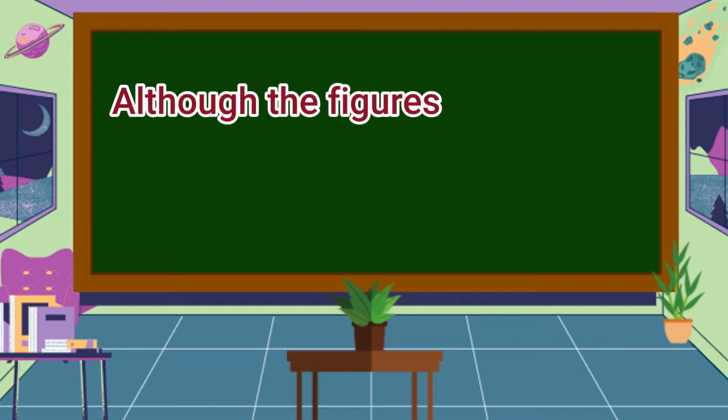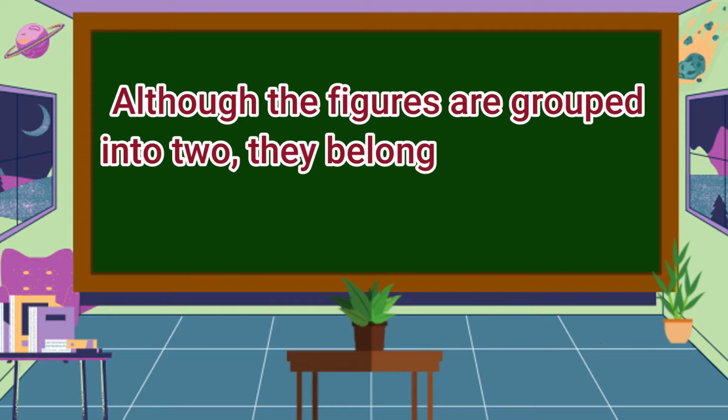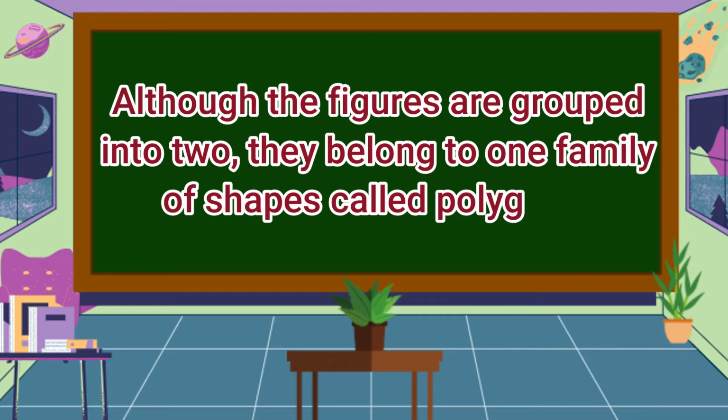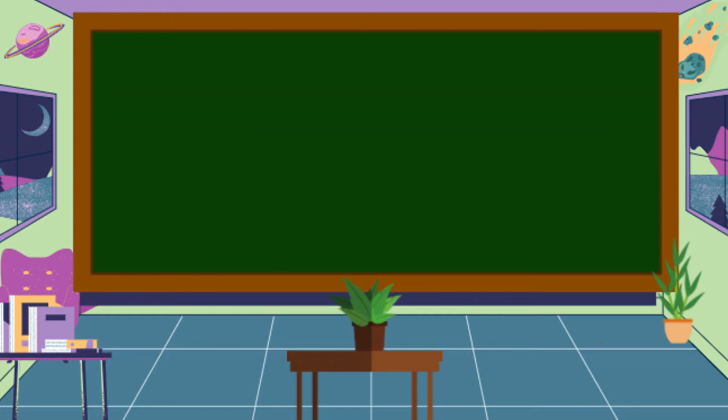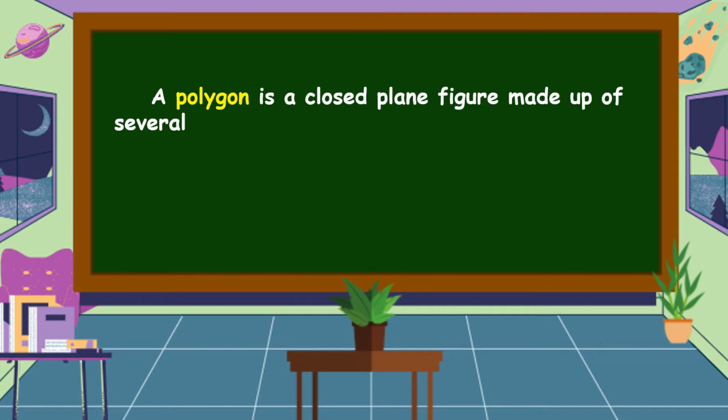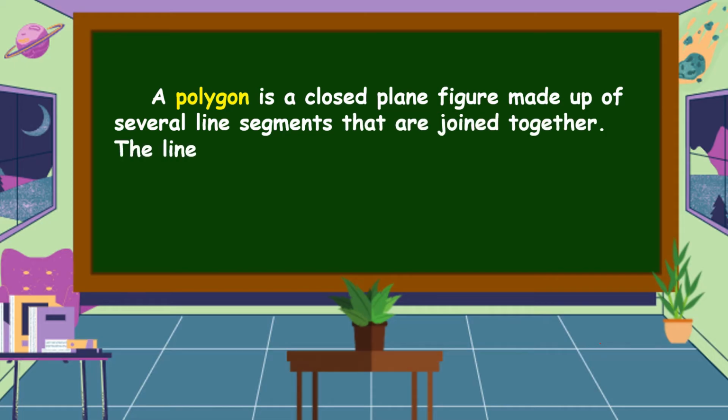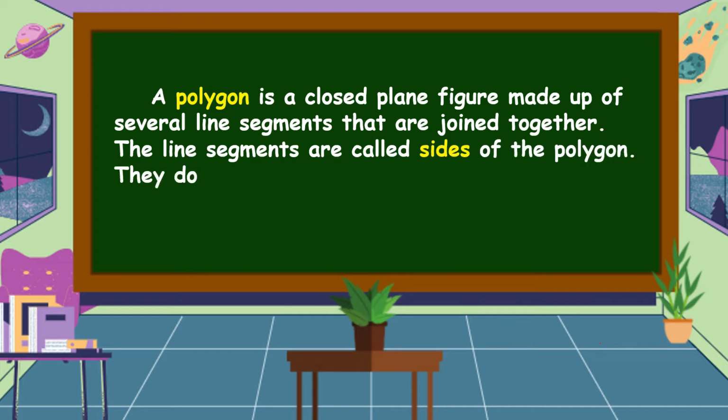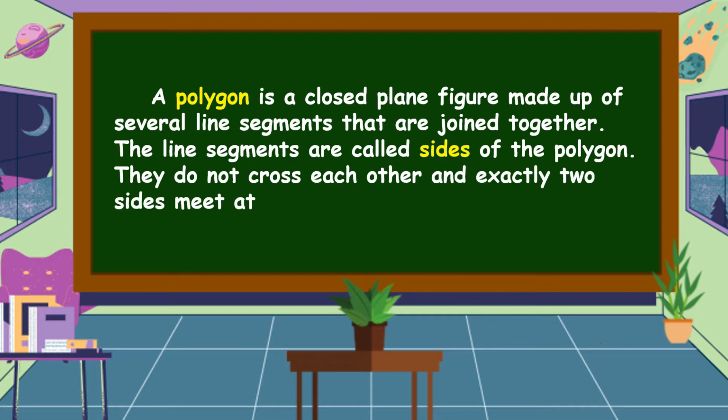Although the figures are grouped into 2, they belong to one family of shapes called polygons. What is a polygon? A polygon is a closed, plane figure made up of several line segments that are joined together. The line segments are called sides of the polygon. They do not cross each other, and exactly 2 sides meet at a common point called the vertex.